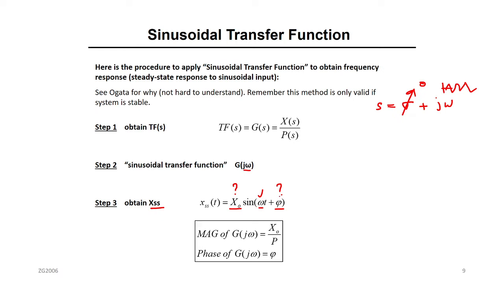So how do we find the amplitude and the phase angle? To find X, the amplitude that you look for will be the magnitude of your sinusoidal transfer function, the magnitude of G(jω), times the magnitude of your input. Then you will get your amplitude. What's left is the phase angle. The phase angle you look for will be the same as the phase angle of your sinusoidal transfer function. That's all.